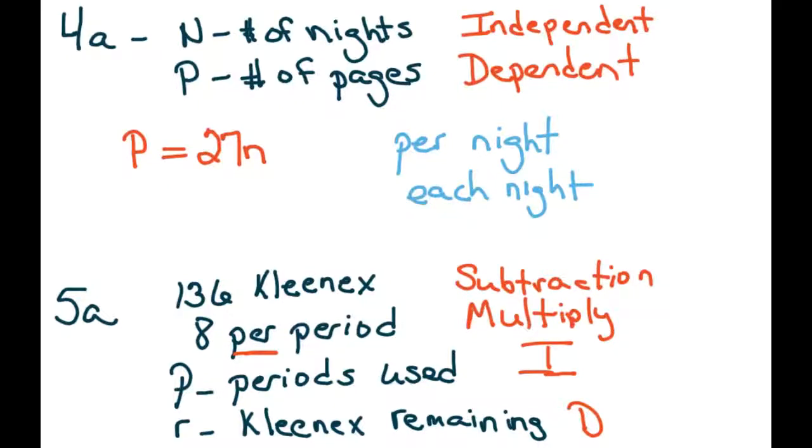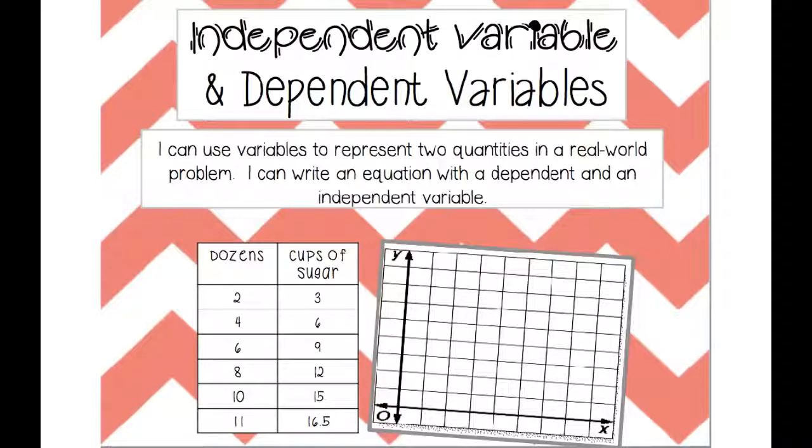And when we write the equation, we're going to start out with our dependent variable, R, equals the Kleenexes we start with, which is 136, minus 8 per period, or 8P. So hopefully that helps you with those 2 tricky problems tonight. So that is our mini lesson on independent and dependent variables. Remember, always think about which variable depends on the other to solve your problem.